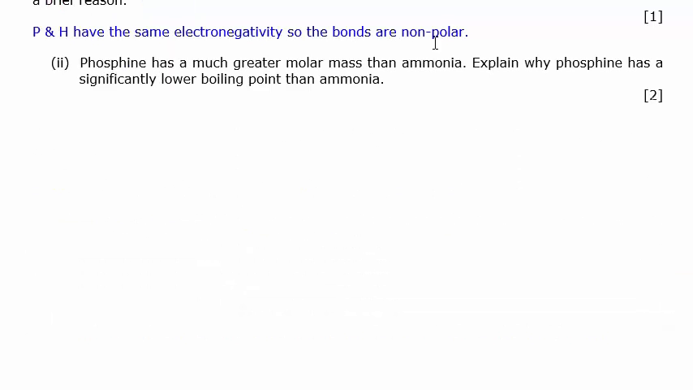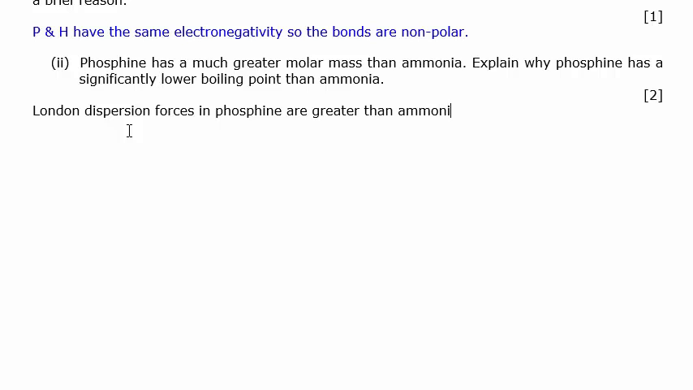Phosphine has a much greater molar mass than ammonia. Explain why phosphine has a significantly lower boiling point. You would expect the London dispersion forces in phosphine to be greater than in ammonia, which would lead to a higher boiling point. But ammonia can hydrogen bond to other ammonia molecules.